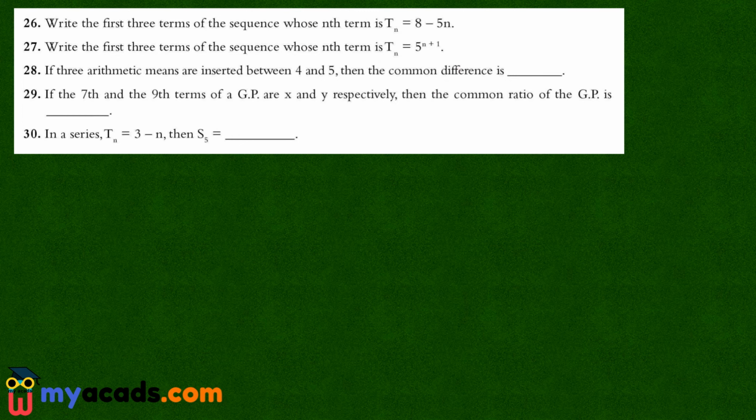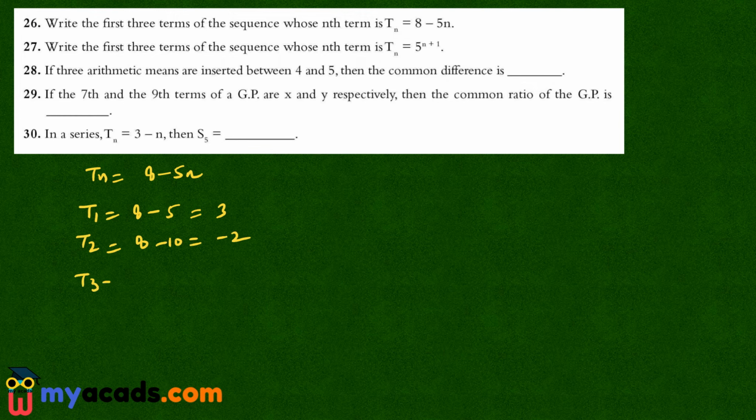Question number 26 is, write the first three terms of the sequence whose nth term is Tn equals 8 minus 5n. So Tn is 8 minus 5n. So my first term is 8 minus 5, that is 3. My second term is 8 minus 10, that is minus 2. My third term is 8 minus 15, that is minus 7. So the first three terms are 3, minus 2, comma, minus 7.